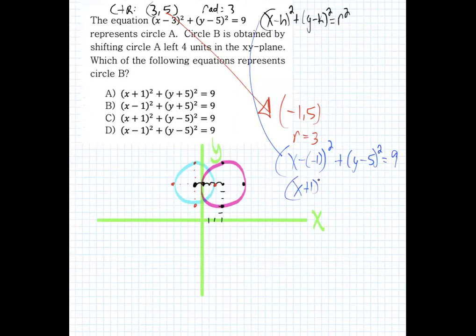So it's going to become x plus 1 squared and y minus 5 squared. Little neater than that. And so the answer that matches that, plus 1 and minus 5, is going to be C here.